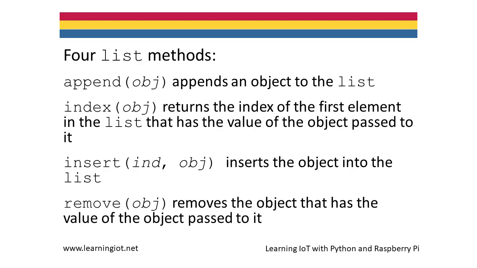The index method takes an object as an argument and returns the index of the first element in the list that has that value. A value error is raised if no element that has that value exists. The index method may also be passed arguments for start and for stop in order to limit the search to a range of indices. The insert method is passed the index where the object is to be inserted, as well as the object itself. The remove method removes the first object that has that value. If no such element exists, then a value error is raised.